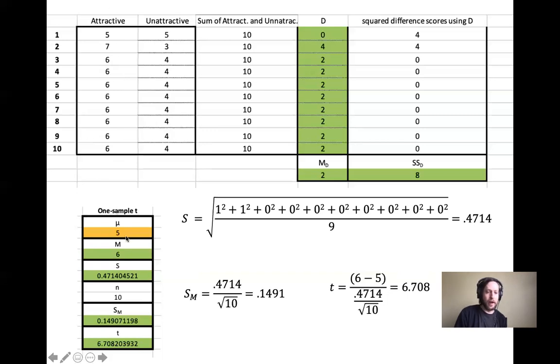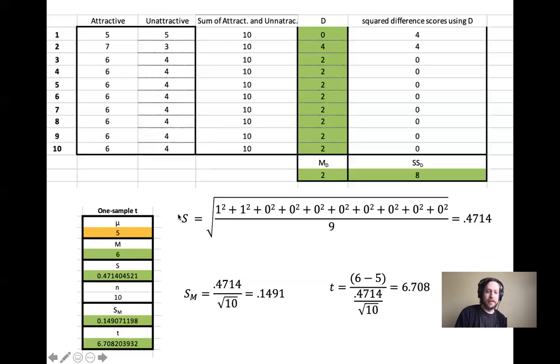The mu right here, this represents chance performance, 5. If the babies are looking randomly, they should look at each face for 5 seconds. They actually looked at the attractive face for 6 seconds on average. We're going to do a one sample t-test to determine, is this 6 right here significantly different than this 5? That's what the one sample t-test is comparing, these two numbers.